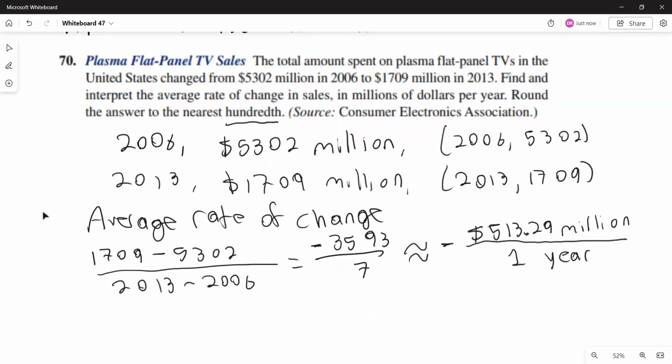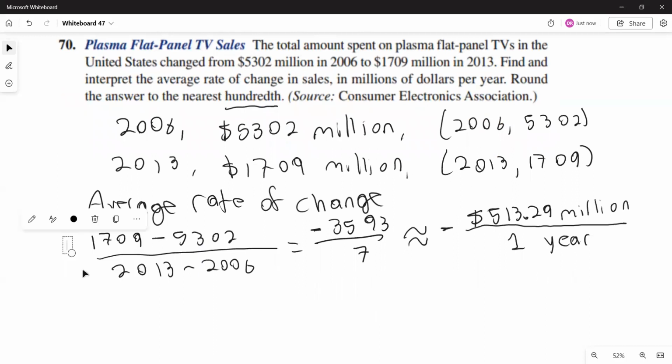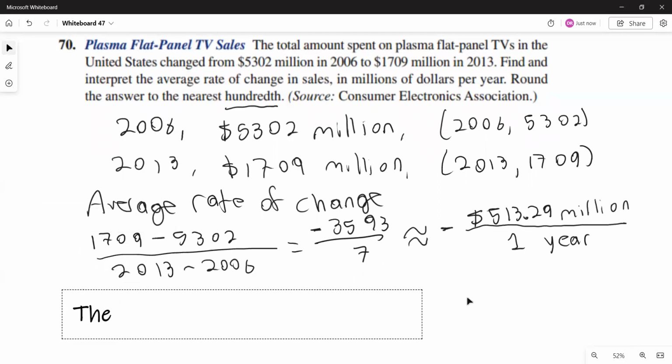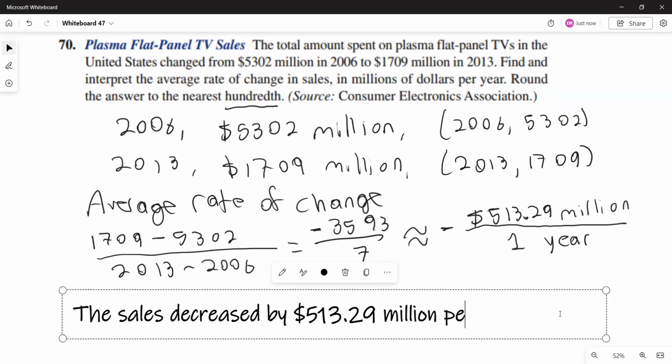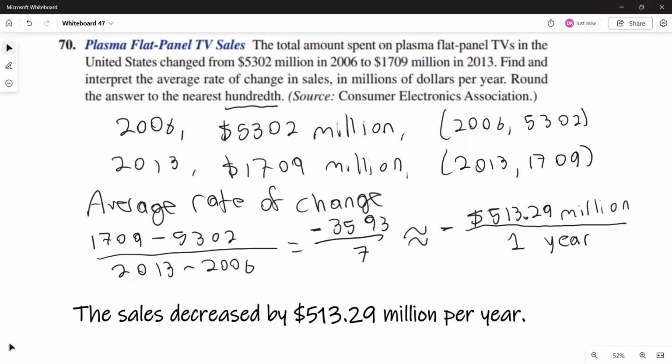So the sales decreased by 513.29 million per year. And one last application I'm doing is to cost, revenue, and profit function.